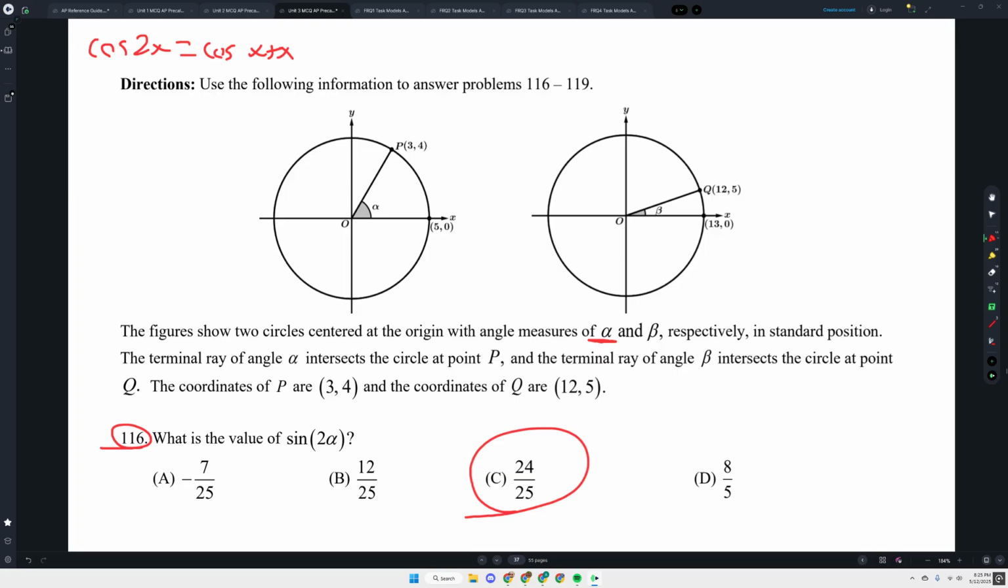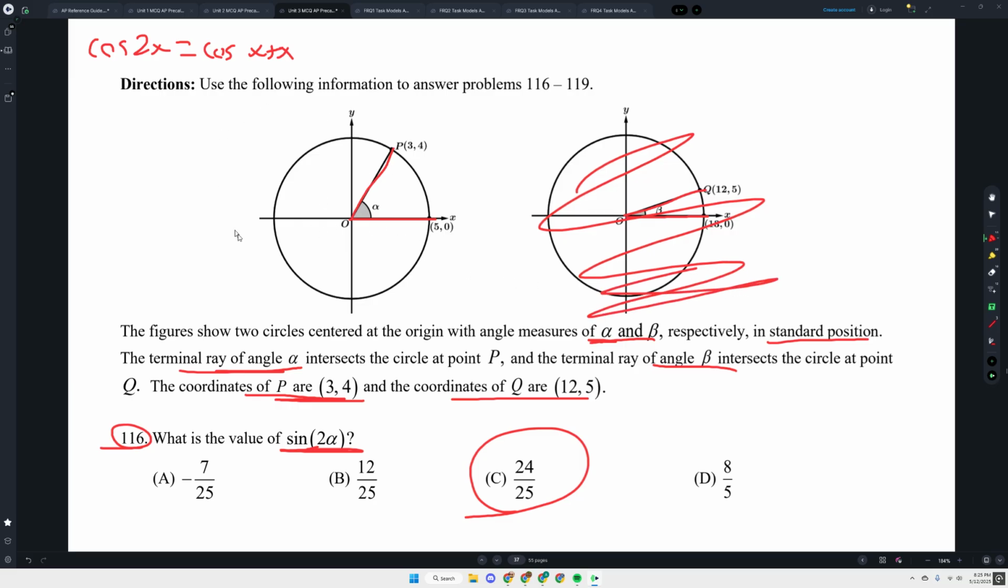Can you go over it? Yep. Reading the question, it says we have A and B respectively in standard position. That means it starts at 0 and rotates from there. The terminal ray of angle A intersects at point P, so our angle is this, and the terminal ray of B intersects at this point. Pretty simple. The coordinates of P are 3/4 and the coordinates of Q are 12/5. What is sine of 2A? Which means we can ignore B. We don't even need B, that's a distraction. So now we're just going to look at A.